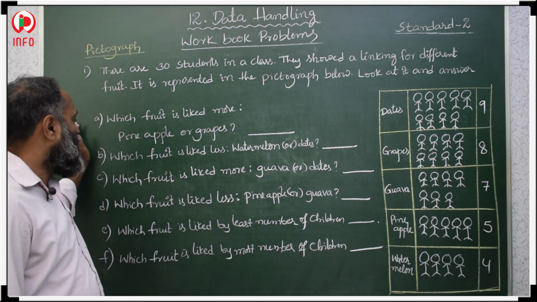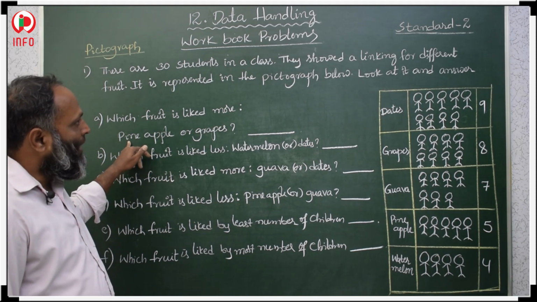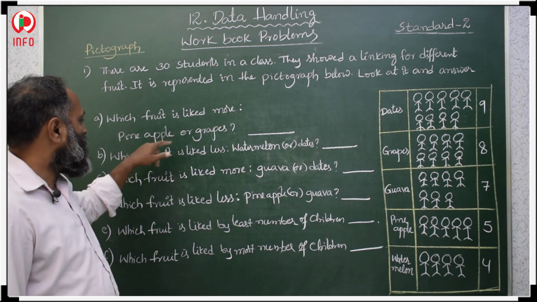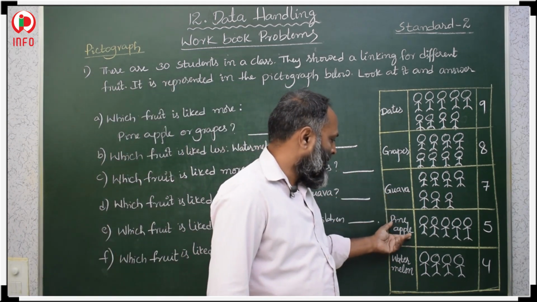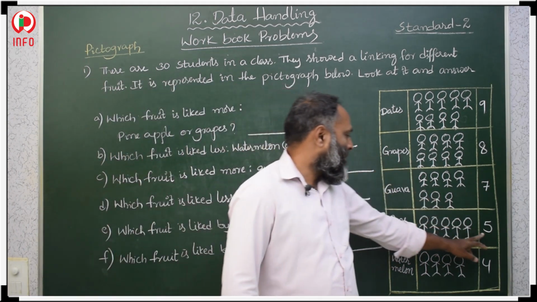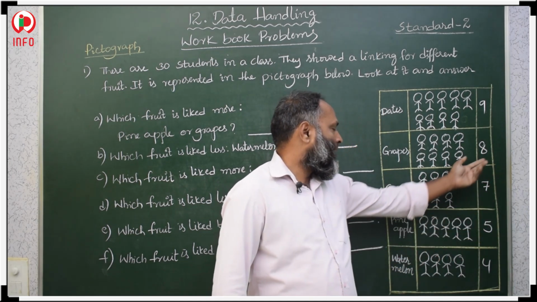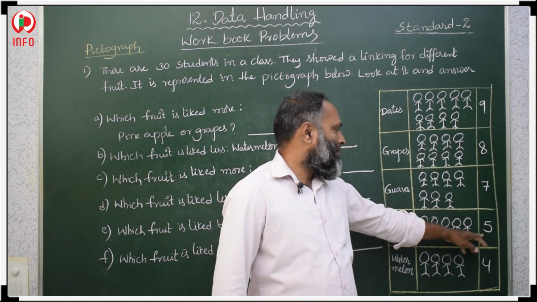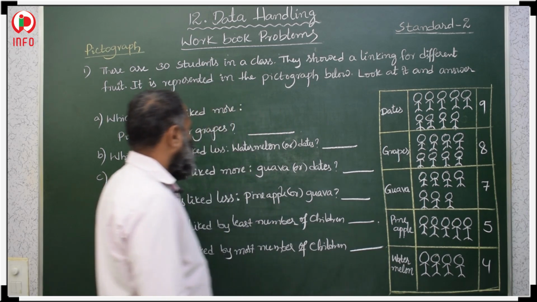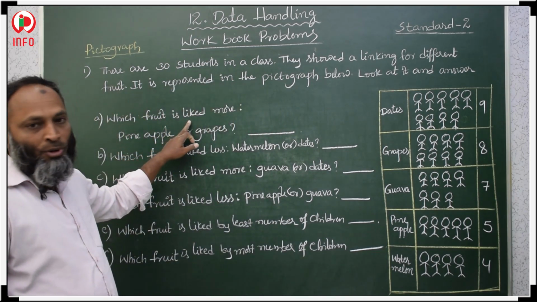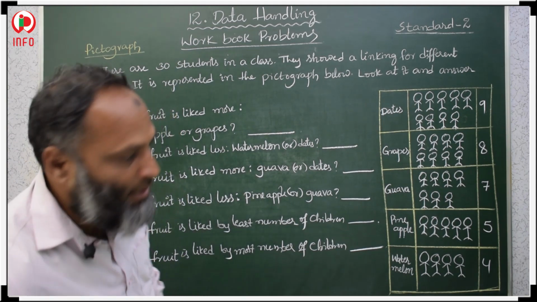The first question, which fruit is liked more? So liked more, that is pineapple or grapes. See here, pineapple and grapes. 5 children liked pineapple and 8 children like grapes. So 8 is more than 5, means grapes. Grapes liked more. Okay. So the answer is grapes.